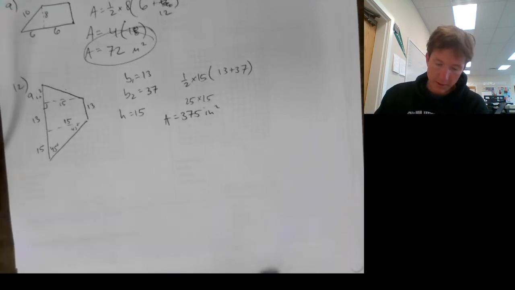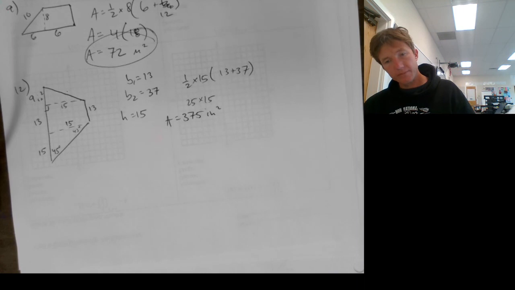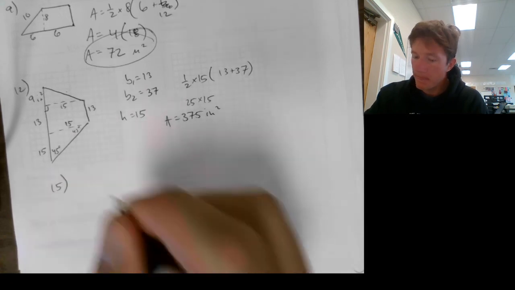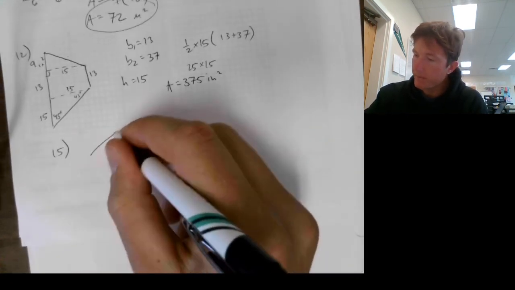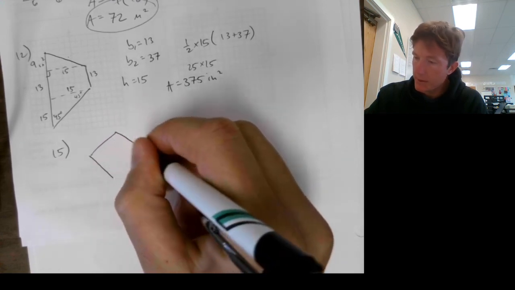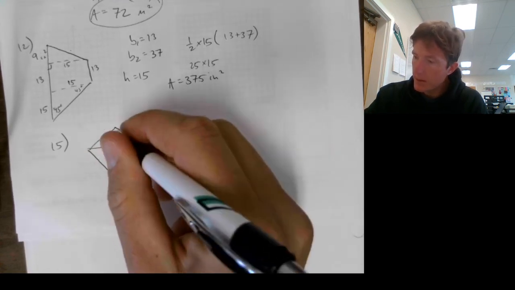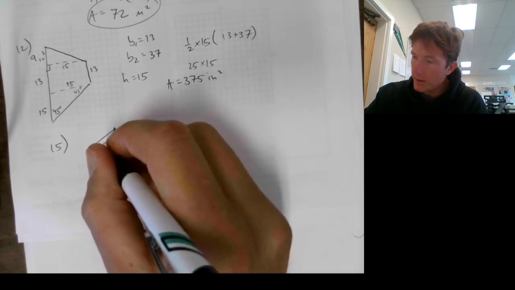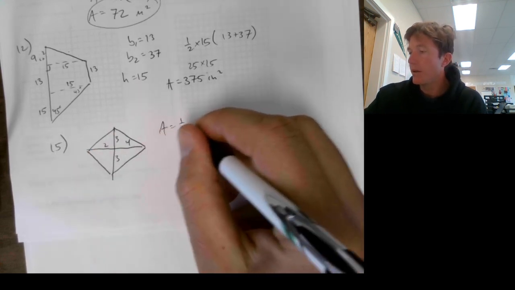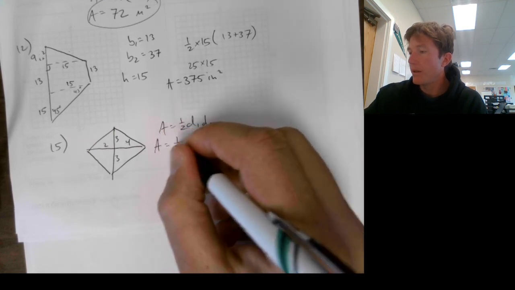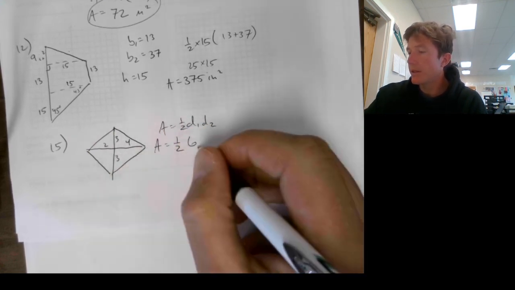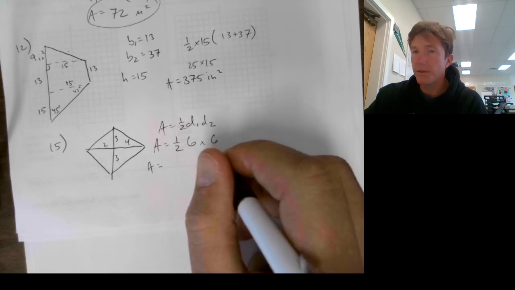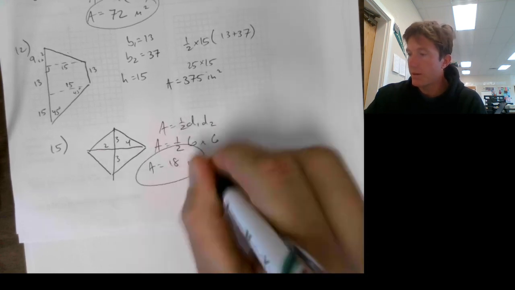Alright, kites. Find the area of each kite. Let's do 15. I have a kite here. Remember, this is the one with the diagonals. Alright, this is 4, that's 3, that's 3, that's 2. The area is 1/2 d1, d2. d1 is 3 plus 3, so that's 6. d2 is 2 plus 4, so that's also 6. So my area is going to be 1/2 times 36, so that's 18 meters squared.